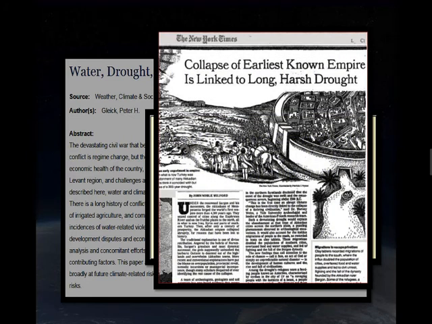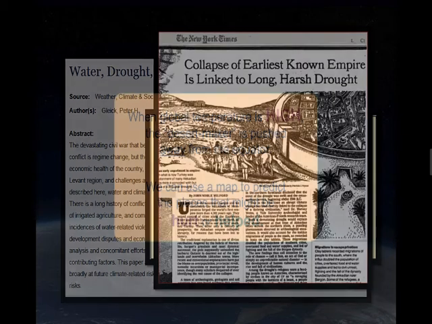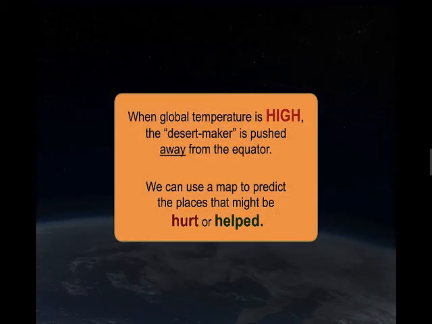And a recent article in the New York Times, you can find it easily on the internet, has suggested that even the Akkadian and Sumerian civilizations were terminated by an exceptionally dry period. In other words, when the global temperature is high, the desert maker is pushed farther away from the equator, and we can use a map to predict the places that might be hurt or helped.